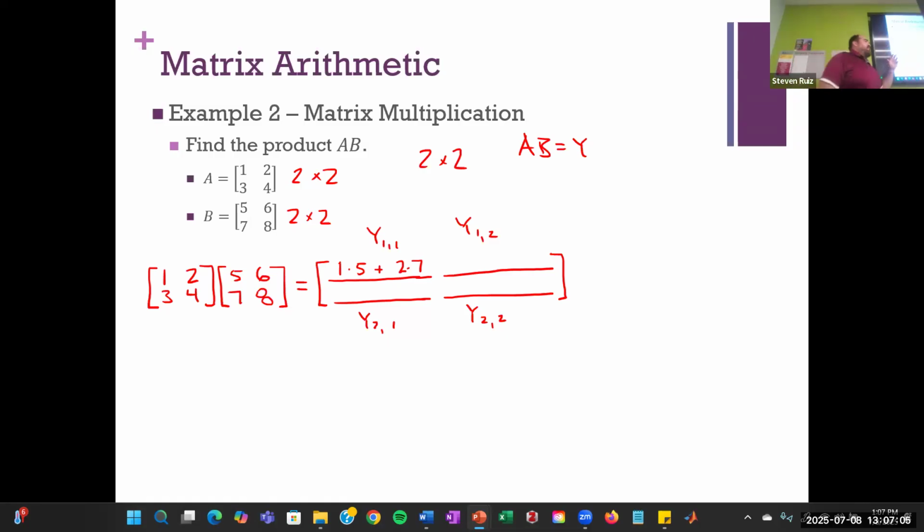Any questions on how I built out that first entry? All right, we'll clean up all these numbers and simplify everything, but let's fill out this expanded one. What's going to go in, how am I going to find Y12? Right, exactly. So that's going to give me 1 times 6 plus 2 times 8.